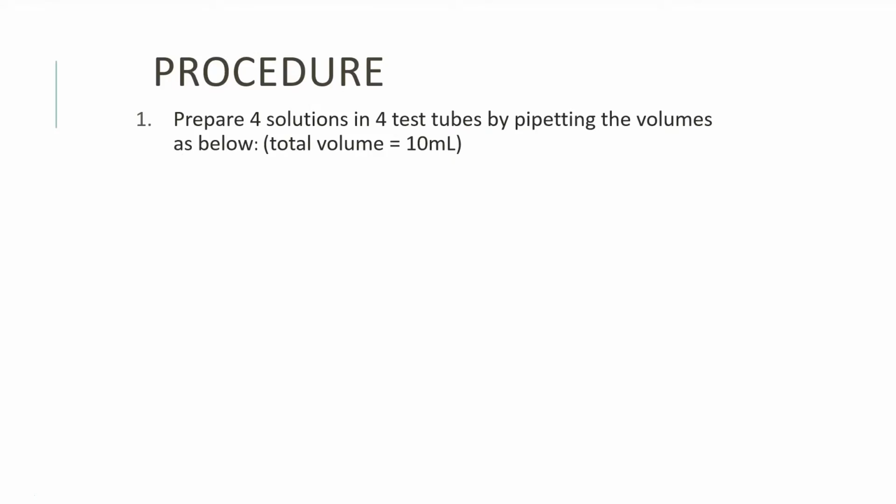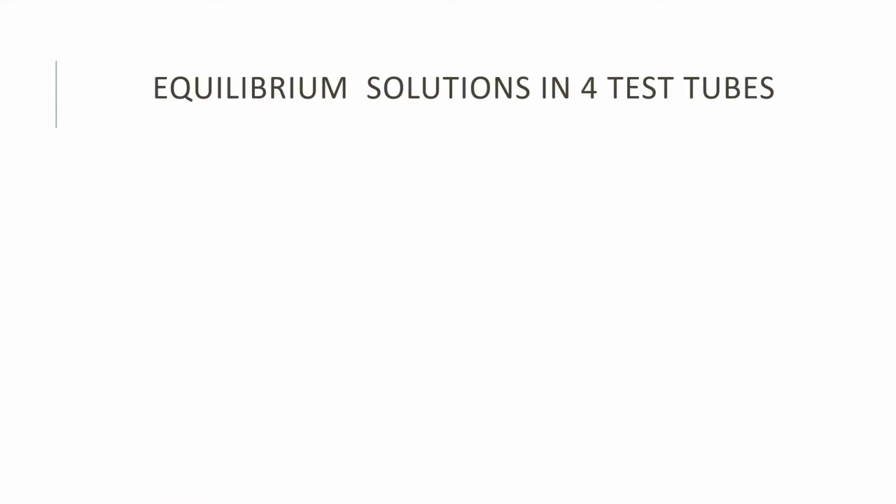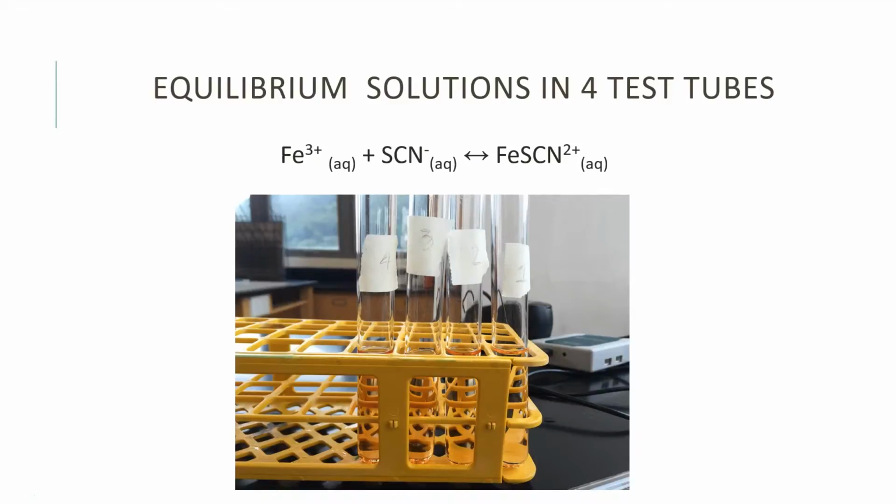Procedure. To begin this experiment, you need to prepare 4 solutions in 4 test tubes by pipetting the volumes indicated below. Equilibrium solutions in 4 test tubes. The equation is shown below for these test tubes.